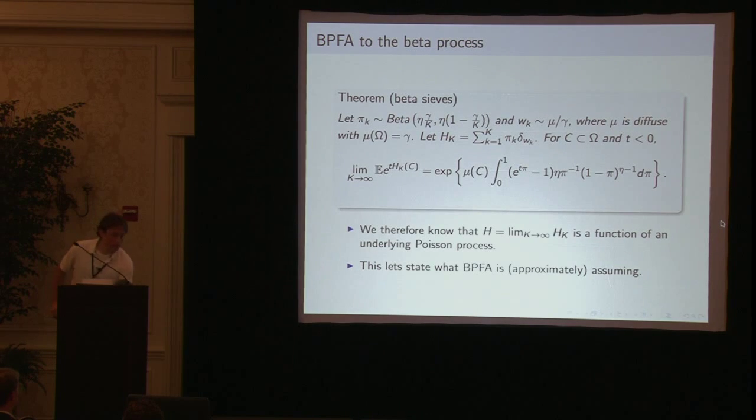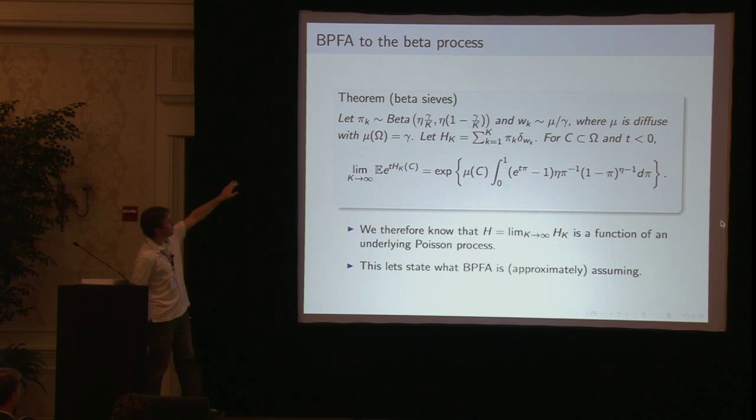So are there any questions about that? Okay, now the question is, where does the Bayesian nonparametrics come from? Here's the theorem about that. This is basically a theorem about what the limiting process is.